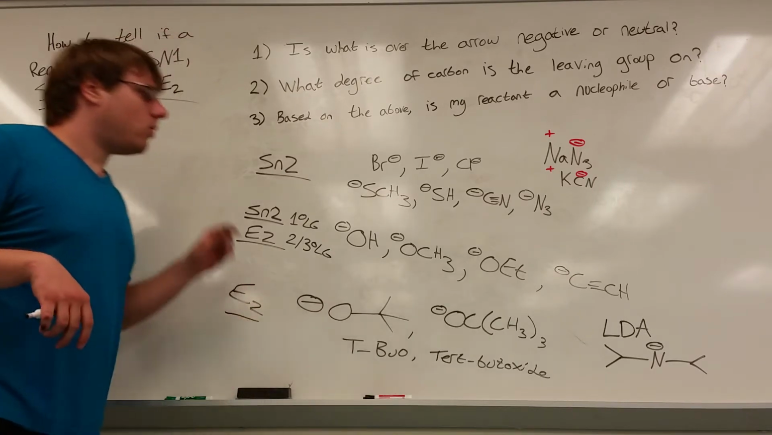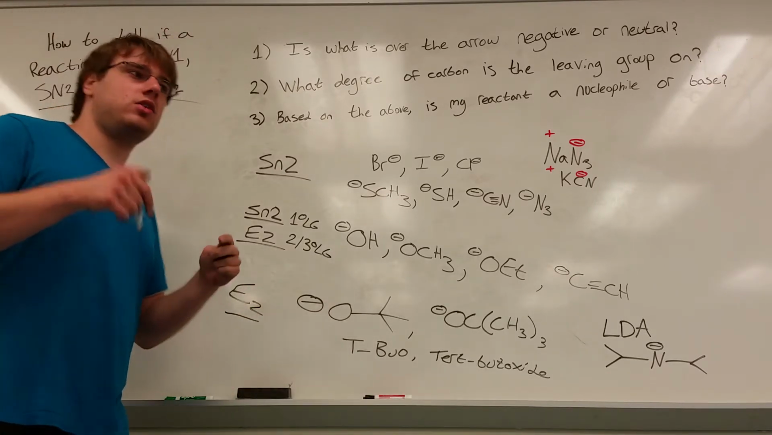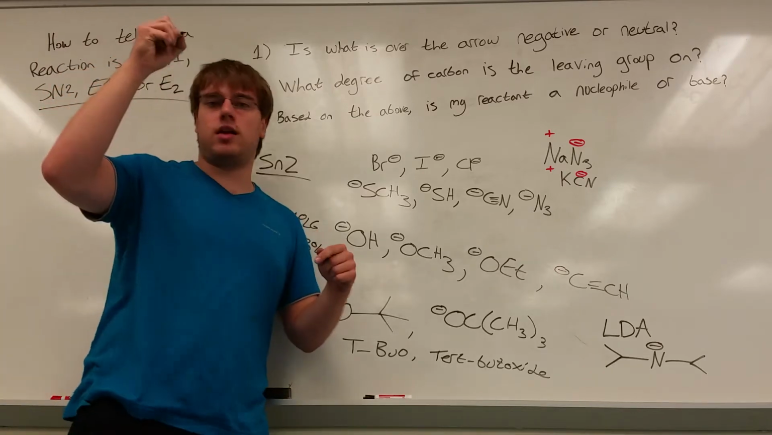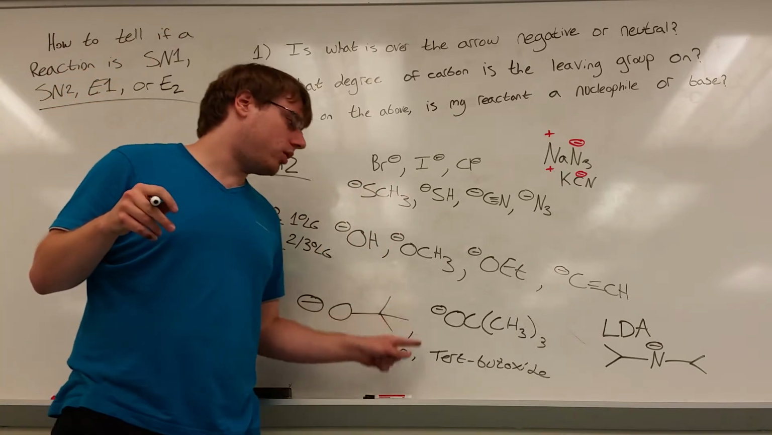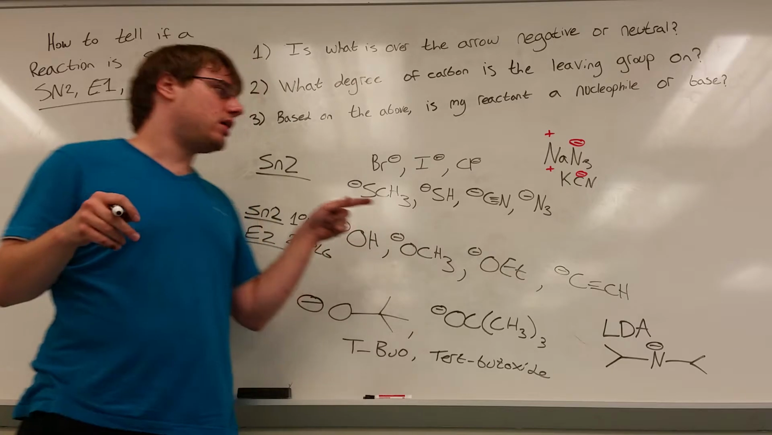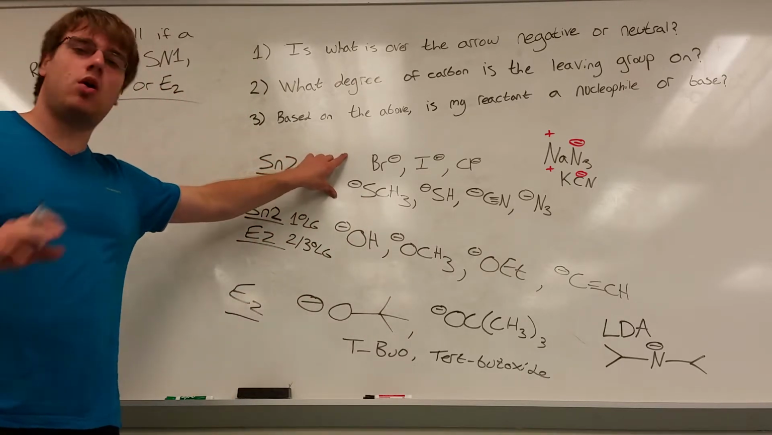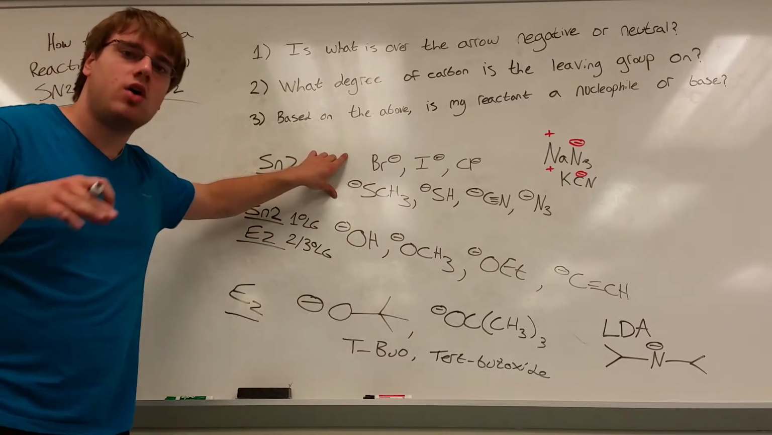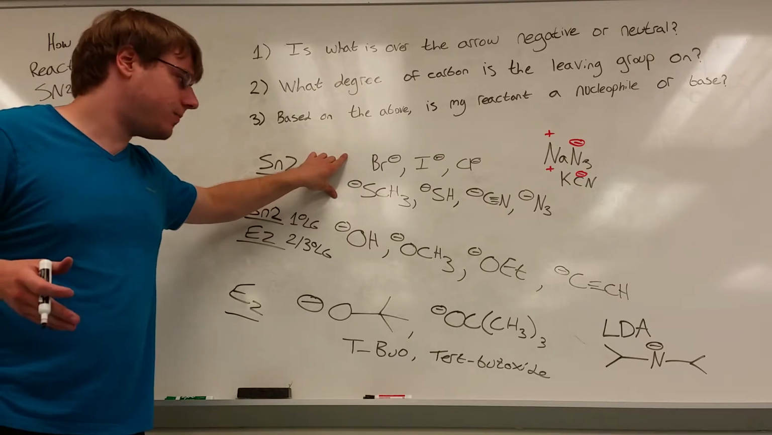So when you're given a question and you see that the thing over the arrow is negative, try and see if it matches up with one of these reactants. If it's a match for these, then you know it's most likely going to be SN2, so long as your leaving group isn't tertiary.